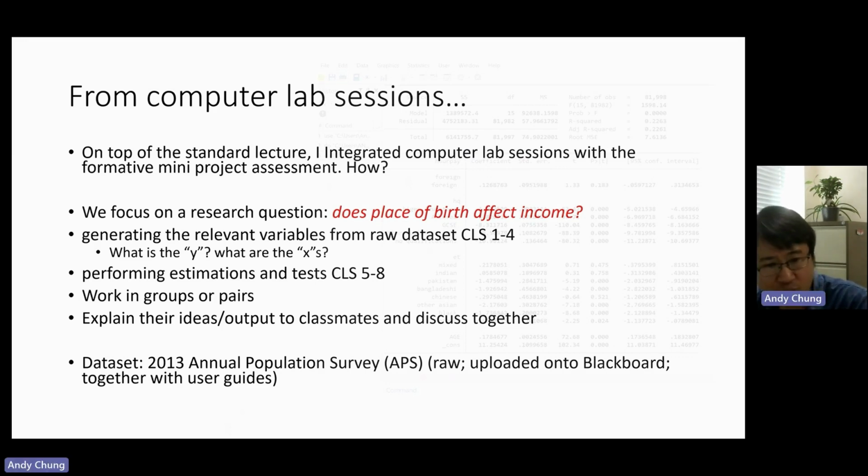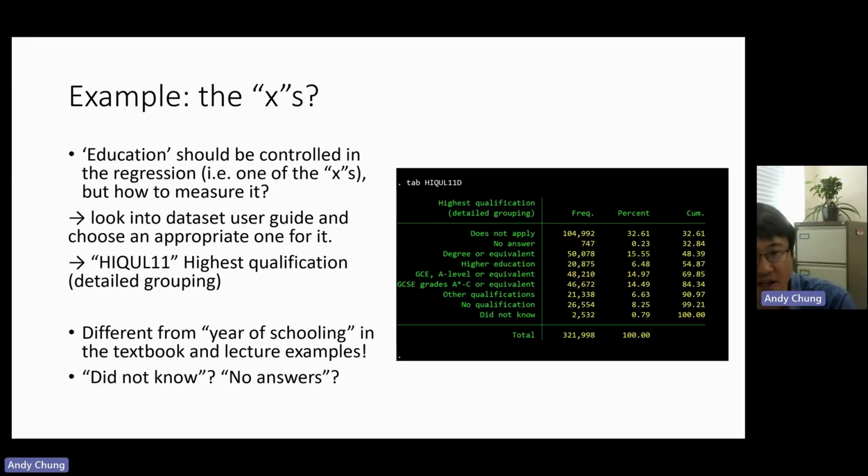The dataset we use is the 2013 Annual Population Survey from the UK Office for National Statistics. I uploaded the dataset and the user guide on Blackboard so that they can get the user guide and the dataset easily. Now, just an example.